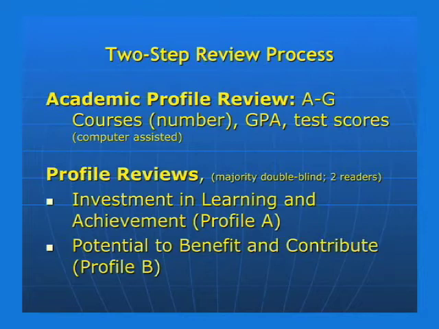In addition, the part you will be helping us out with are the profile reviews. Now, the majority of these are double-blind reads, so you will not see another person's score when you score the application, and most applications are read by 2 different reviewers. The profile reviews are actually composed of 2 specific criteria. We have the Profile A score, which delves into the investment in learning and achievement, and we also have the Profile B score, which constitutes the student's potential to benefit and contribute from the university and also to the university.